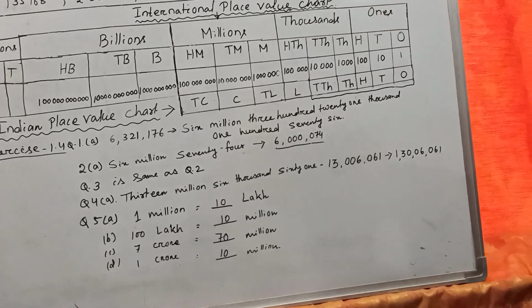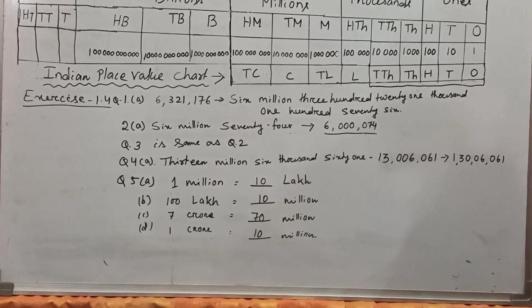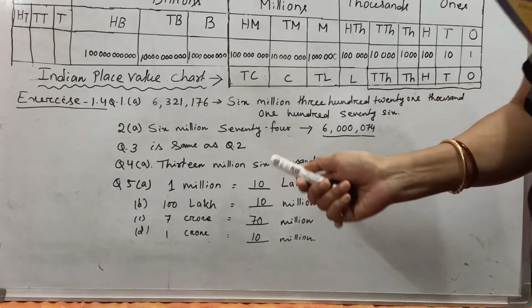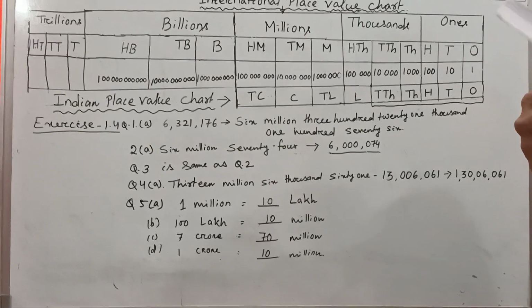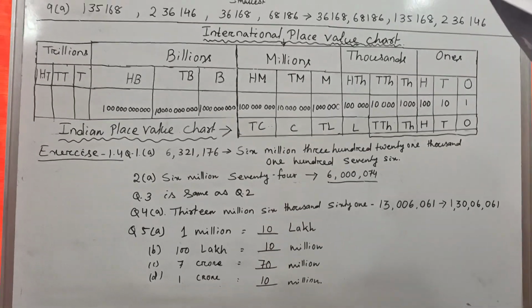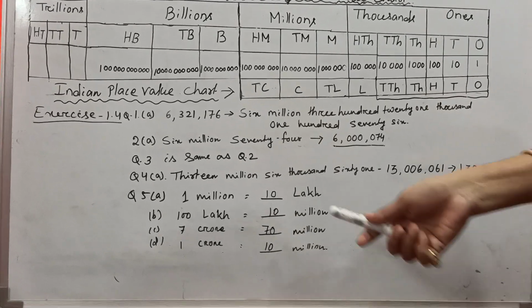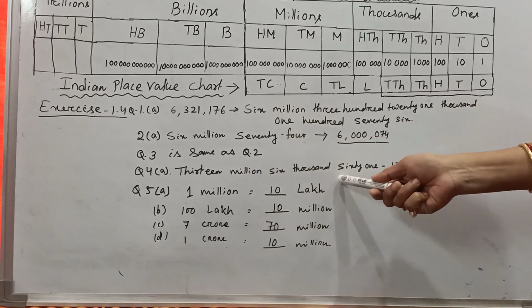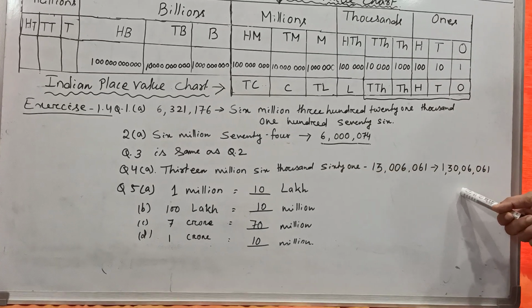Then question number 3. It is given, write the following number using the international place value system. This part is the same as question number 2. Then question number 4 is, rewrite the following number using the Indian place value system. Here it is given in the international place value system. You have to write this number in the Indian place value system.